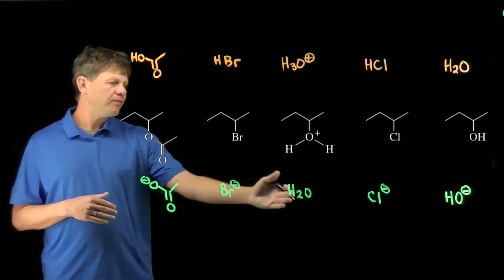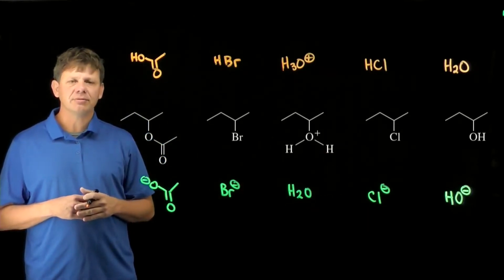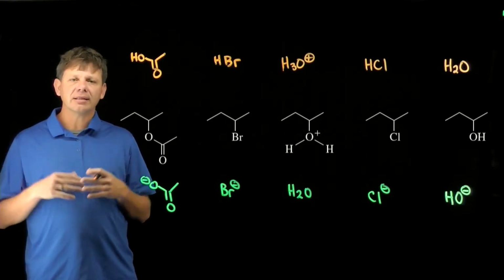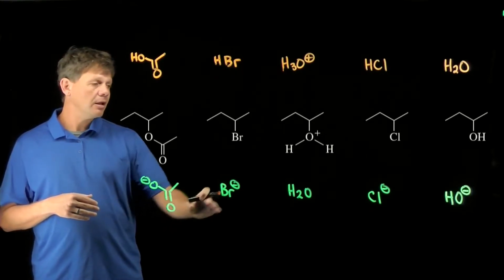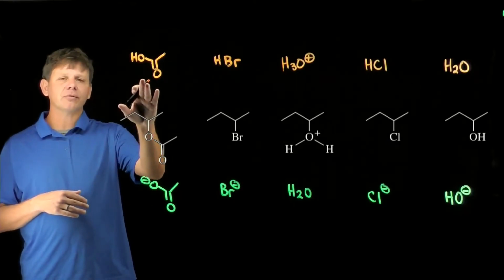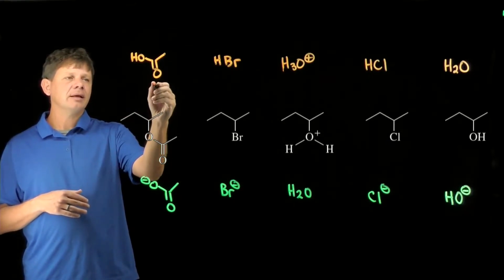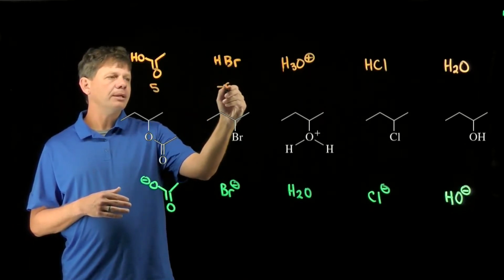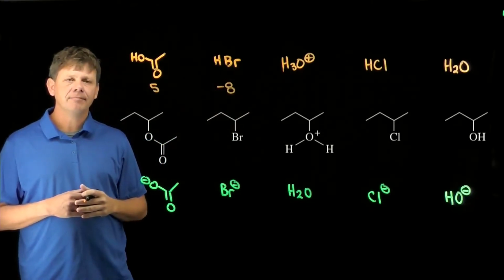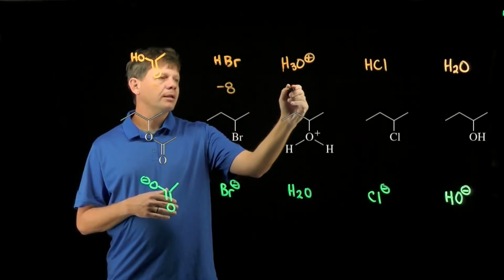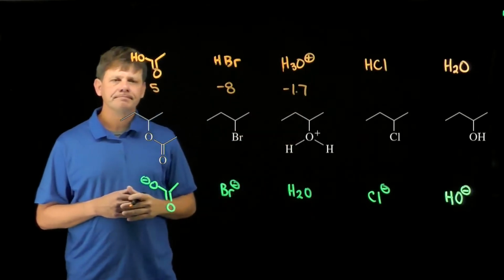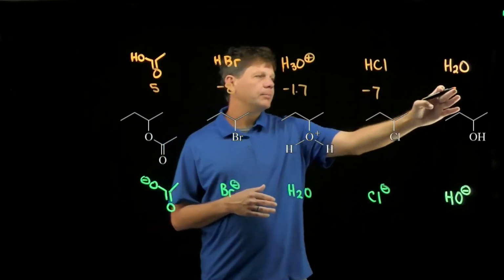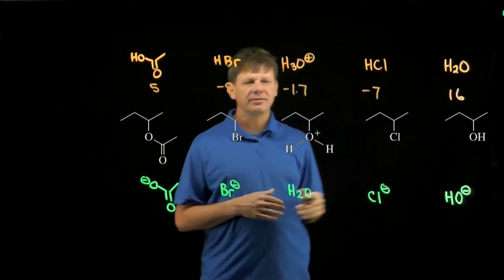And so I've drawn the 5 leaving groups in each of these reactions. To understand leaving group ability, we can look at the pKa of the conjugate acid of these leaving groups. So for example, for the carboxylic acid, that's going to have a pKa of 5. HBr is going to have a pKa of -8. H3O plus, -1.7. HCl, -7. And the pKa of water is 16.